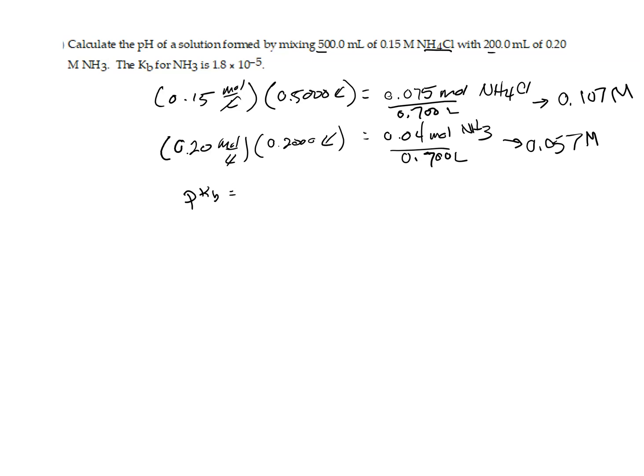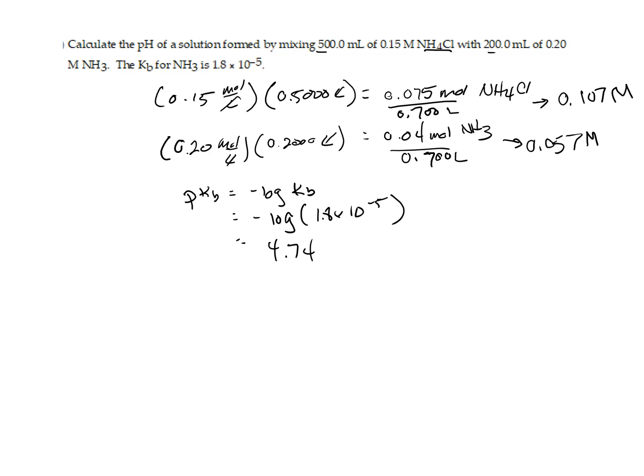pKb equals negative log of Kb. So if we just substitute in negative log of 1.8 times 10 to the minus fifth, that's going to give us a pKb of 4.74. If the pKb is 4.74, all we have to do is remember that pKa plus pKb of any aqueous buffered solution is going to be 14, right?